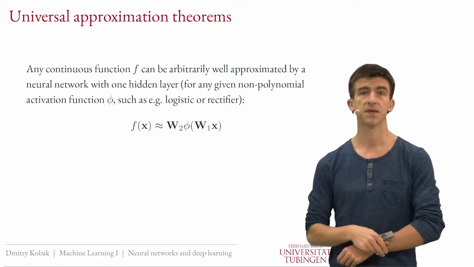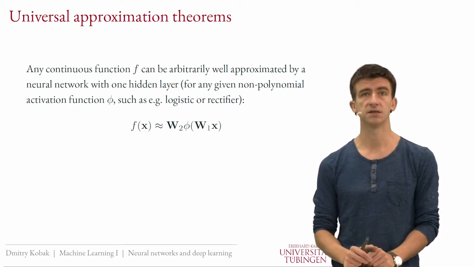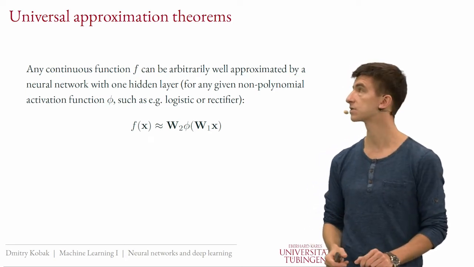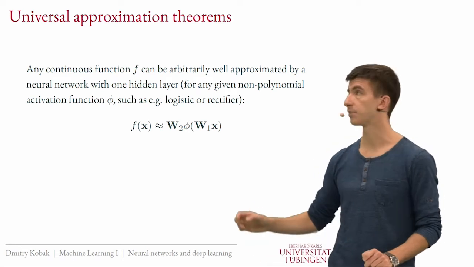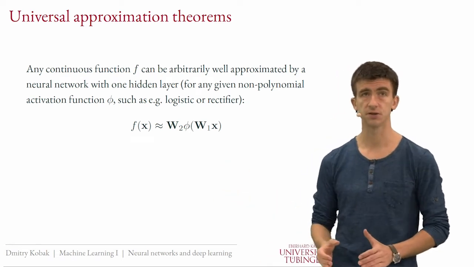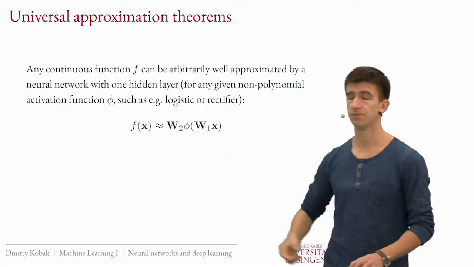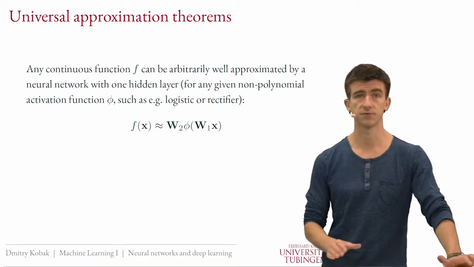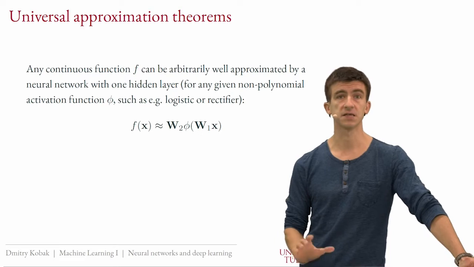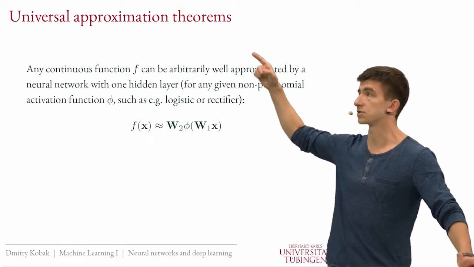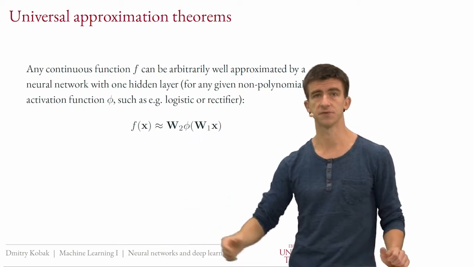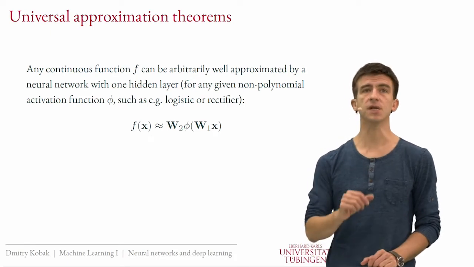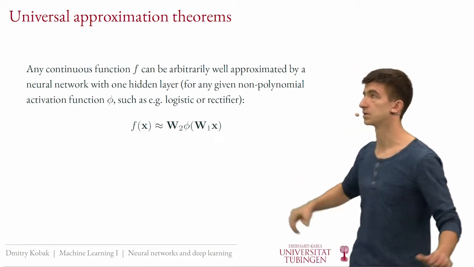And an amazing fact, a theorem, is that actually any function can be implemented with such a network. Any continuous function f can be approximated to an arbitrary precision by a neural network with one hidden layer, pretty much with any nonlinearity that you can choose. There are some specific conditions on the nonlinearity, but for example, the rectifier satisfies those conditions. In fact, it's not one theorem, but historically several people proved stronger and stronger results in this direction. But this is how I will formulate it for now. That's what's important for us.